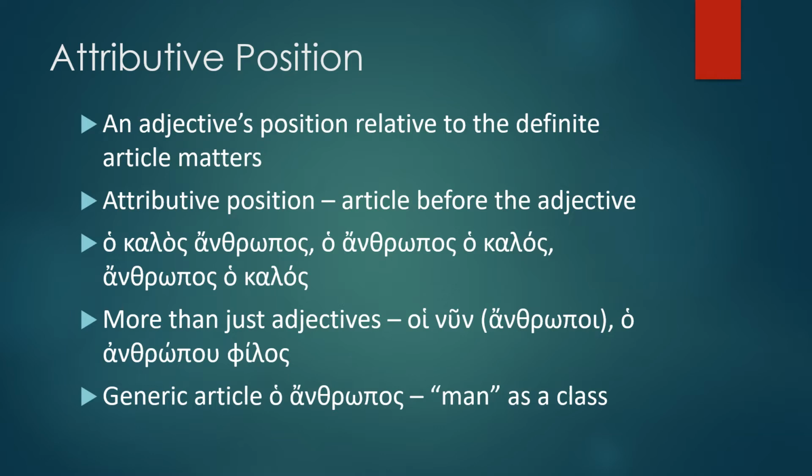Another thing worth mentioning is the generic article. In French and Romanian and a lot of languages, you use the word for the, or the form for the blank, to talk about that thing as a class. So if you're talking about man, man is good, you would use the generic article, the man.